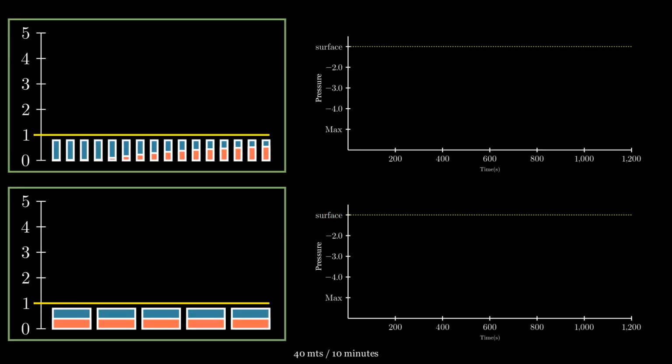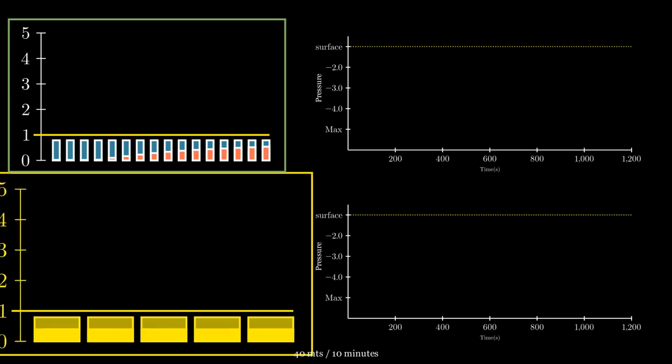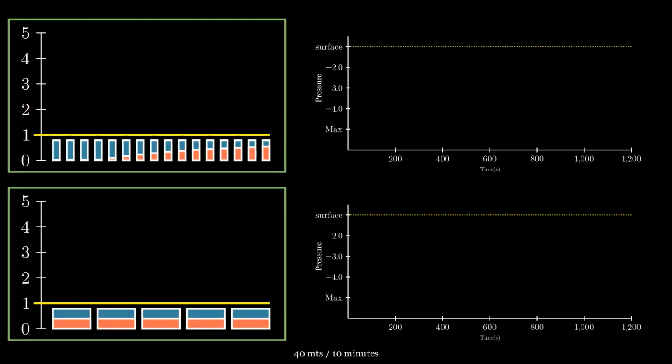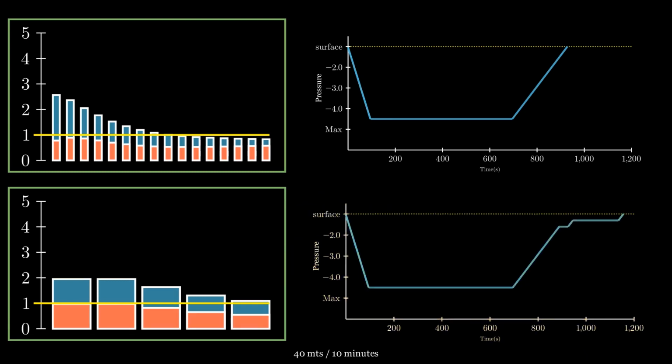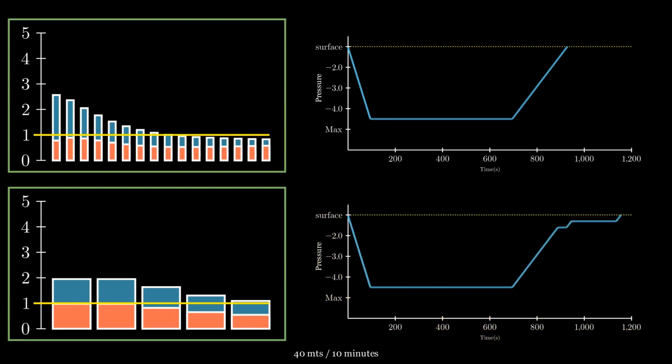We can compare a 40 meters dive for 10 minutes between Haldane and ZHL. We start both dives. The first thing we can notice is that ZHL predicts no need for decompression and Haldane predicts 2 decompression stops. We can see that Haldane's total length is greater than ZHL. In this dive profile, with a short bottom time, the limiting factor will be faster tissues.